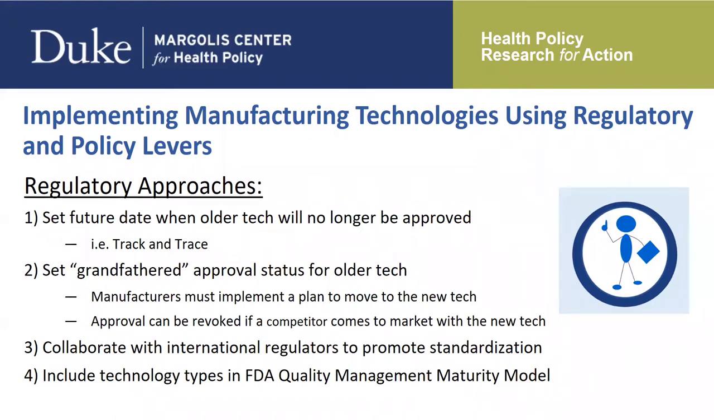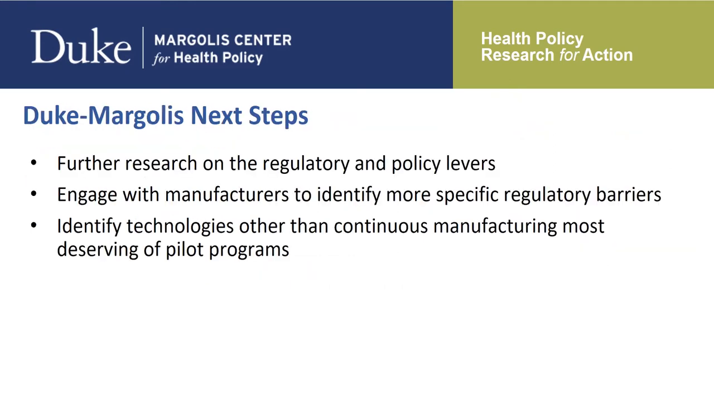Of course, collaborating internationally is important, and including technology types in the FDA quality management maturity model is another big incentive that could encourage manufacturers to participate. Potentially, to get a high rating in the quality management maturity model, you need to use a certain level of new modern technology. That's something else that could be considered as well. Okay, next slide, and this is the last slide.